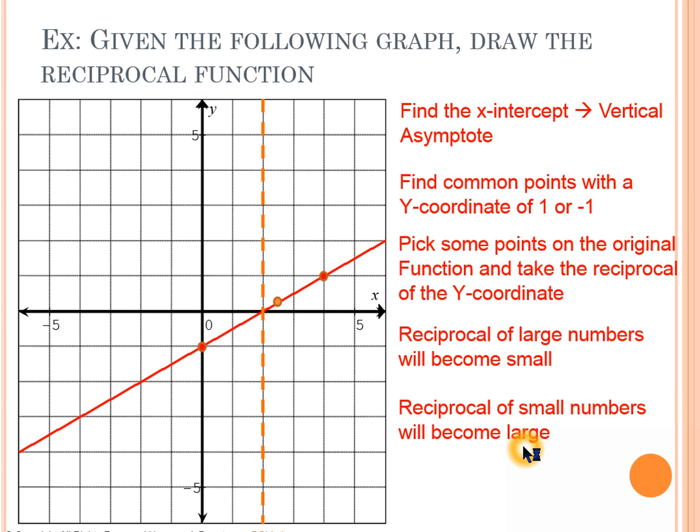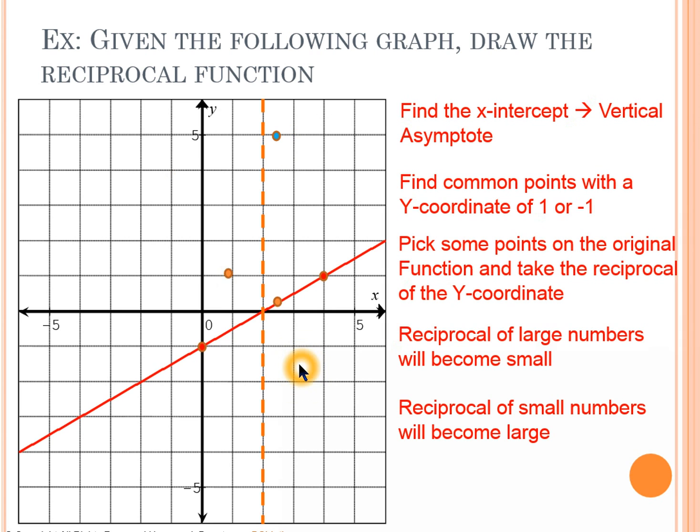So the reciprocal of 0.2 would be 1 divided by 0.2, and that would give you a value of approximately 5. So if this is my value of 0.2, then the reciprocal would be over here. So 1, 2, 3, 4, 5. And how did I get 5? I had my y value here, which is 0.2. 1 divided by 0.2 would give me 5.